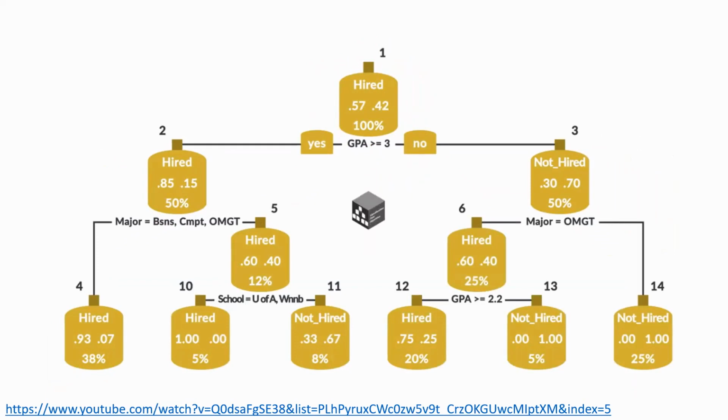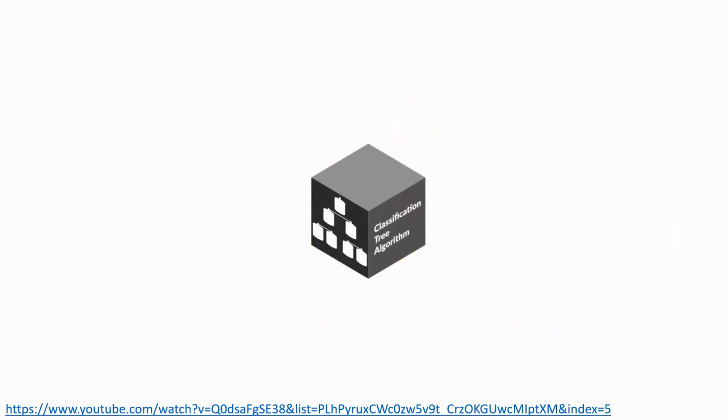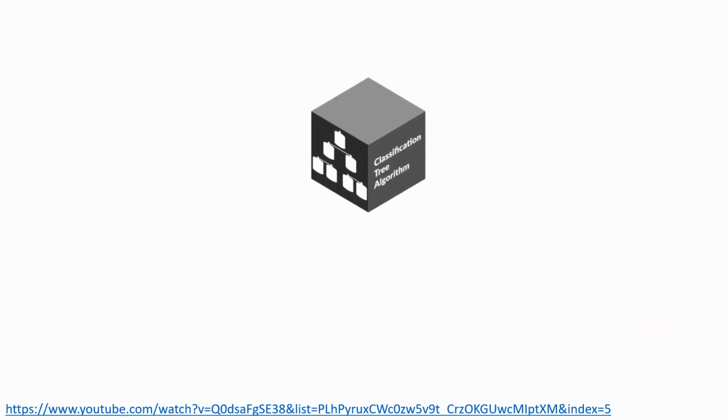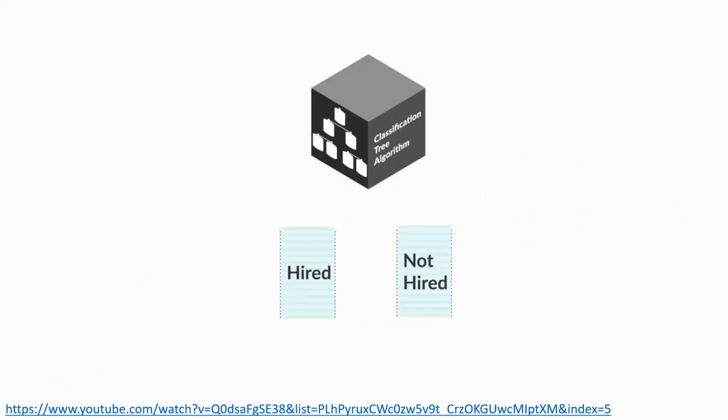You can then use this classification tree as a black box model to make predictions. You could take a new student, apply the tree to the new student's information, and make a prediction about whether the student will be hired or not. Thank you for watching.